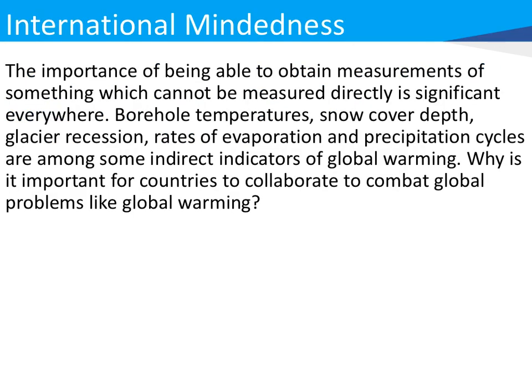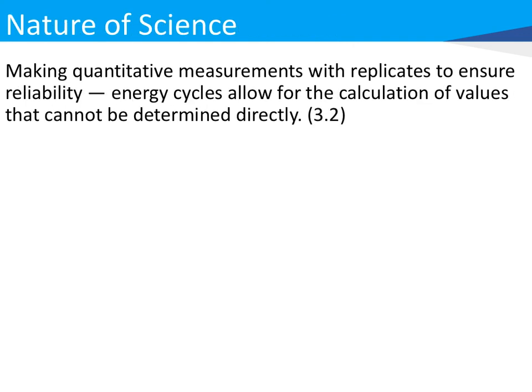In terms of international mindedness, the importance of being able to obtain measurements of something which cannot be measured directly is significant everywhere. It is used to find borehole temperature, snow cover depth, glacier recession, rates of evaporation and precipitation cycle, some of the indirect indicators of global warming. Why is it important for countries to collaborate to combat global problems like global warming? Something to contemplate.